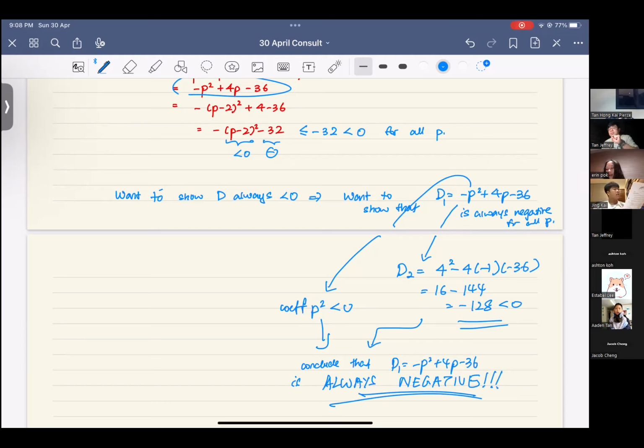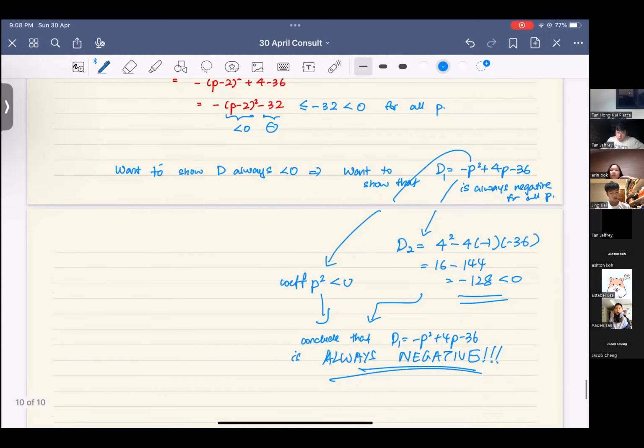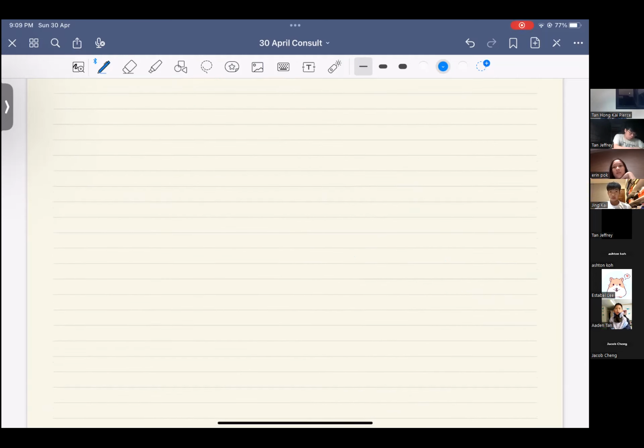Does this work for all? Like even more than 0 or equals to 0? That's right. Okay. If you can understand this method, what's the plus point? You don't need to complete the square. Okay? So next, I will go on to question 2.